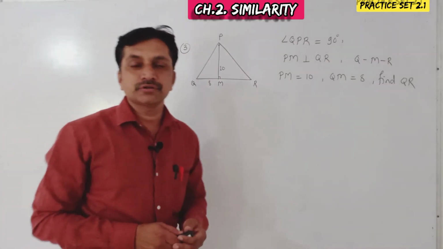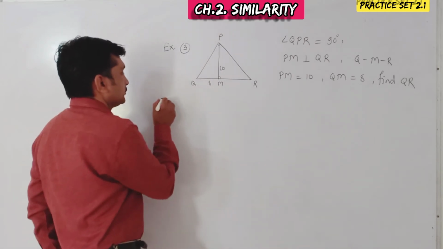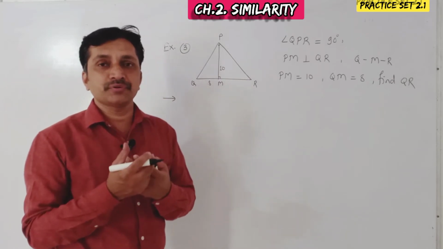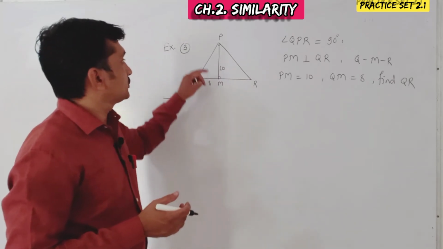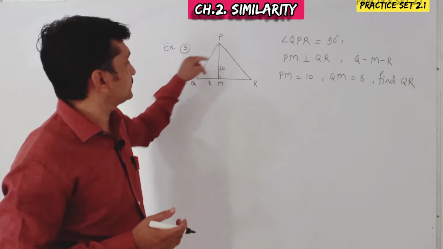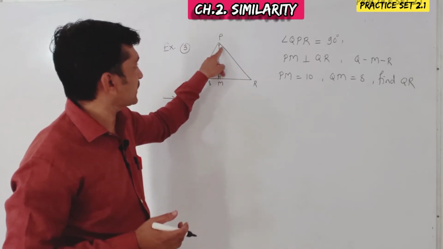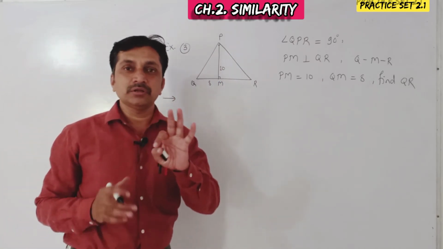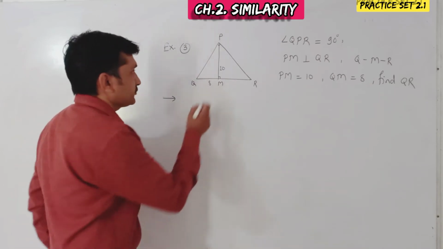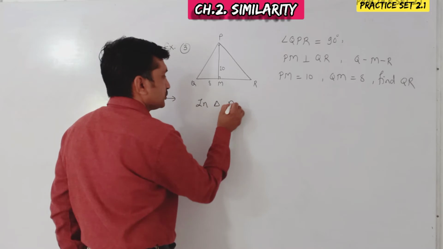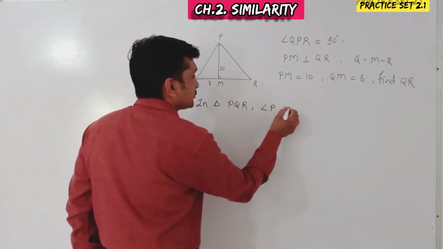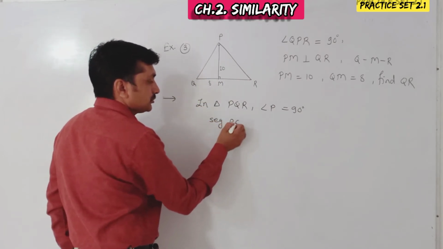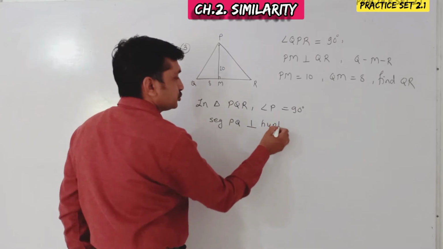Dear students, example number 3 now. Before starting the solution, we have to identify which theorem, which property we have to use. Now here you see it is 90 degree again, means QPR 90 degree, and from the right angle vertex an altitude is drawn to the hypotenuse, means all three triangles are similar, and then geometric mean also we can use. First write the given condition. In triangle PQR, angle P is equal to 90 degree, means it is a right angle triangle. Second condition, seg PM, this is the altitude drawn on hypotenuse QR. Now the hypotenuse is QR.